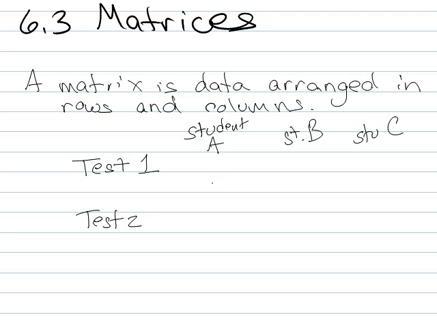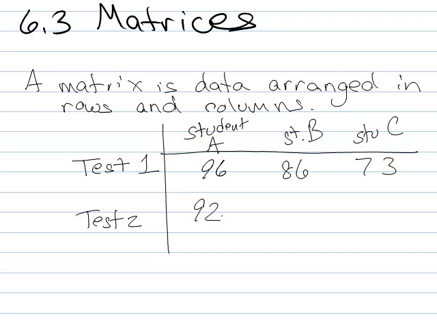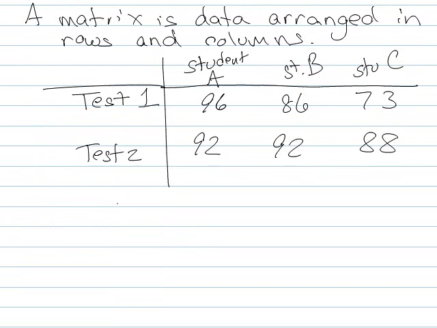Now I could say, well, the first student got a 96 on the first test, the second student got an 86, and the third student got a 73. The first student got, we'll say, a 92 on the second test. The second student got a 92, and the third student got an 88. All right? So this is like a table, right? Well, what I can do is I can take this information and I can put it in matrix form.